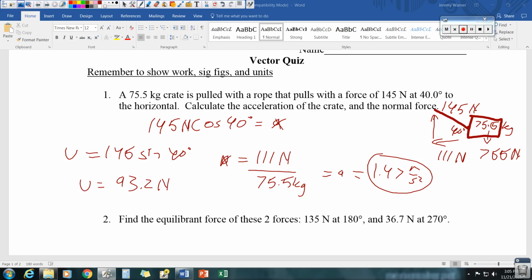Then you take that 93.2 upward, and you're going to go ahead and subtract it off of this 755. So basically 755 minus 93, that's a 5 here, by the way. So 755 minus 93 looks like 662. Okay, so we get that 662 newtons with, again, 3 sig figs. That's an N for newtons. And there are your two answers for part 1.